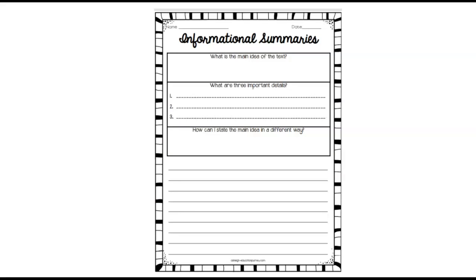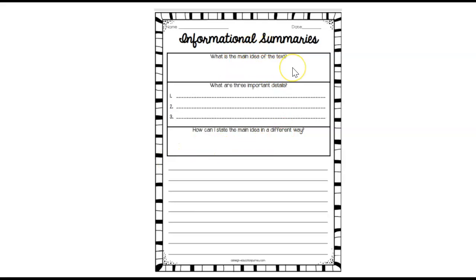Writing summaries for informational texts is very different than fictional summaries. After you're done reading an informational text, you need to go back and look for the main purpose and idea of the text. That is going to be your opening sentence. Then you will write three of the main details about the main idea. So this is what an informational summary graphic organizer would look like.